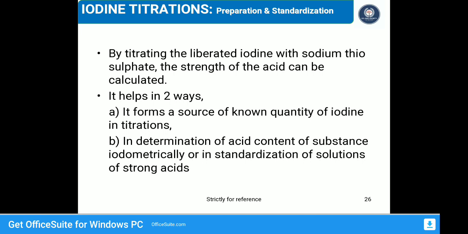It helps in two ways. The first way is that it forms a source of known quantity of iodine in titration, and the second is in determination of acid content of a substance iodometrically or in standardization of solutions of strong acids.